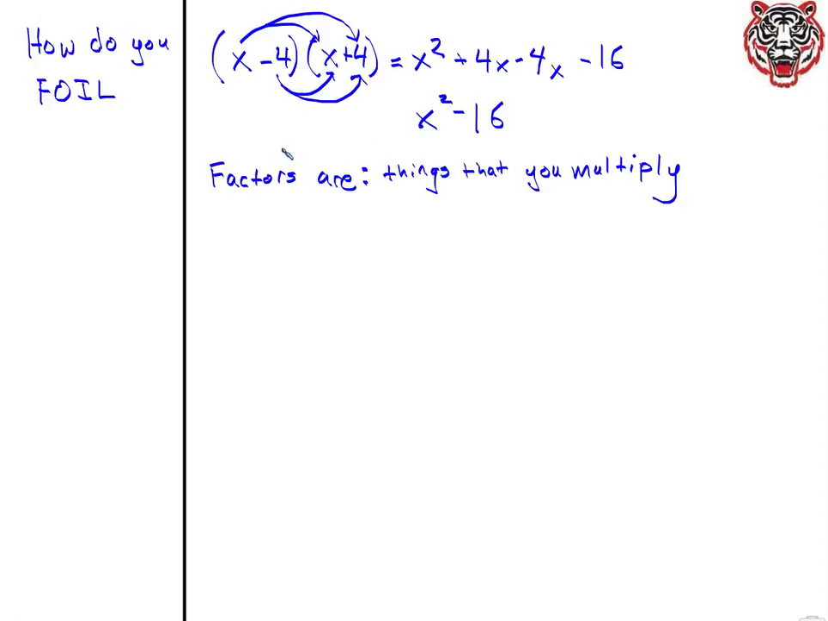X and 4. Close. So the factors of that one were x minus 4, which was the first factor, and the second factor was x plus 4. Those were the two factors. So I'm going to write 2 there. I'm going to try rewriting that. 2. Those were the factors.